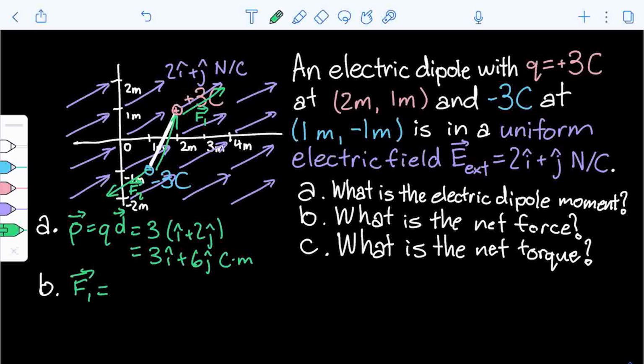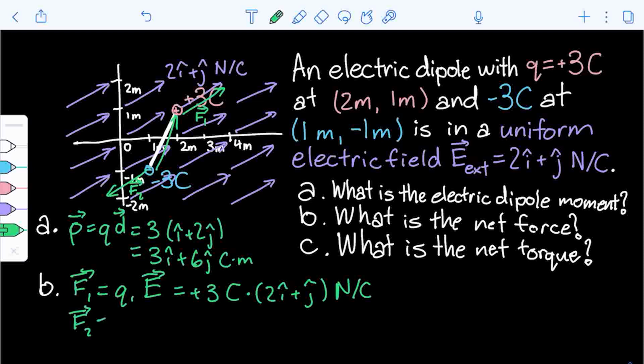is going to just equal the positive charge times the external electric field, E. So this just becomes plus 3C times 2I hat plus J hat, in newtons per coulomb. In a similar vein, we have that F2 is equal to Q2 times E, which is going to be negative 3C times 2I plus J newtons per coulomb.